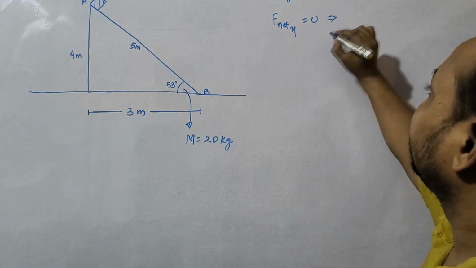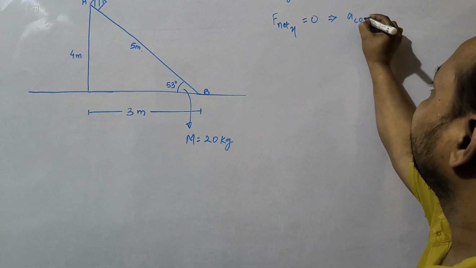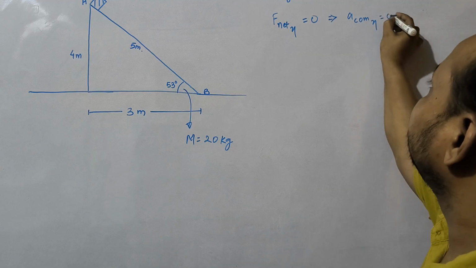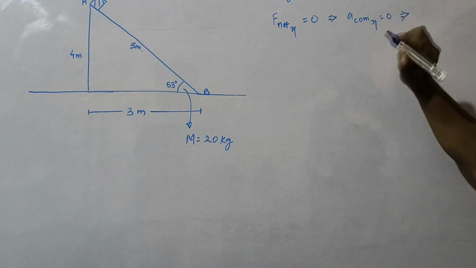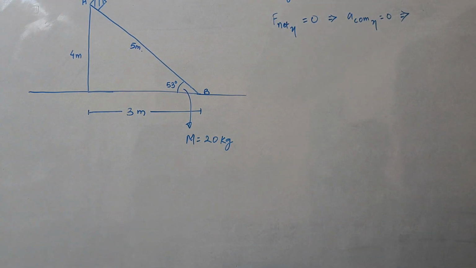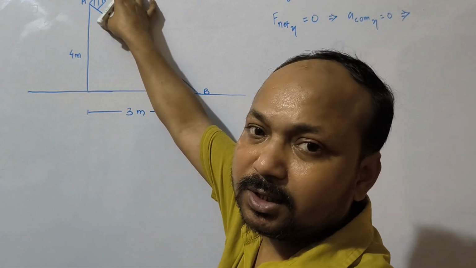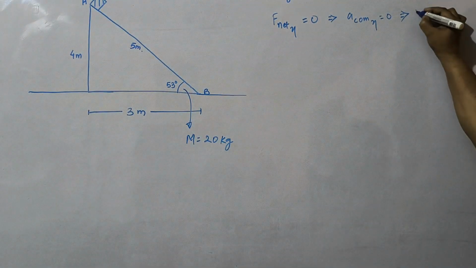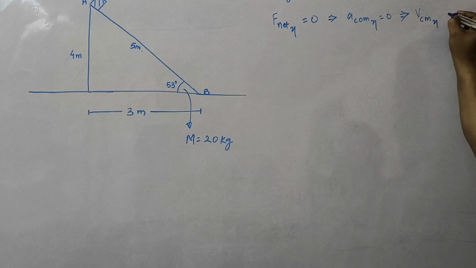So here A CM in x direction will be 0. The system is released from rest. Here the block has been released from rest. So V CM in x direction will be 0.